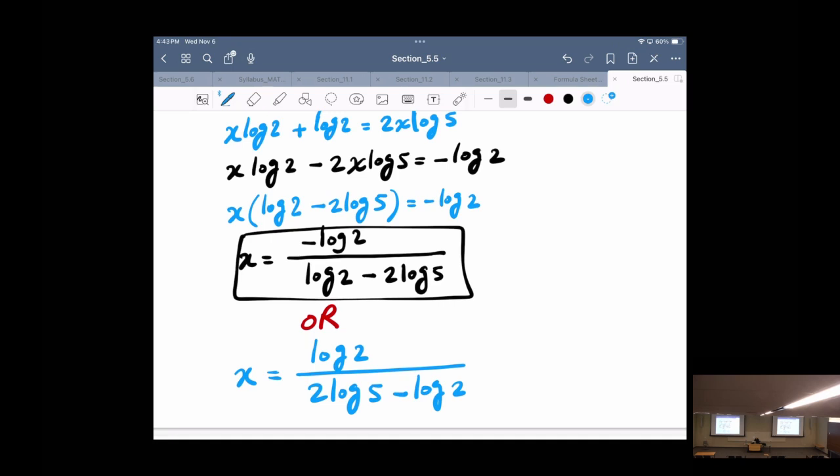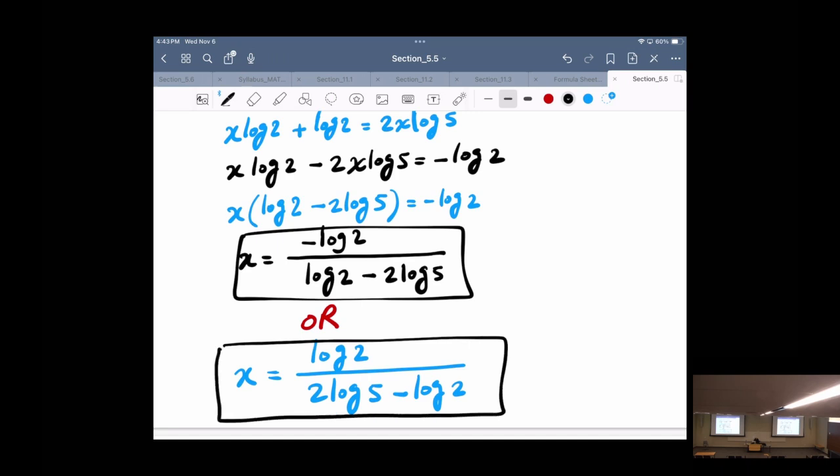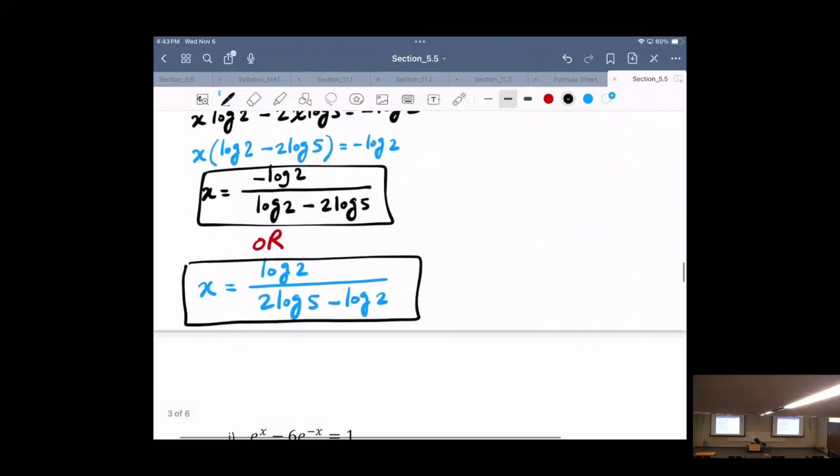Okay, so that's another form of giving the answer. Use whichever one you're comfortable with. It doesn't really make any difference. And of course, if the question is asking you to calculate the number itself, then you can do that.